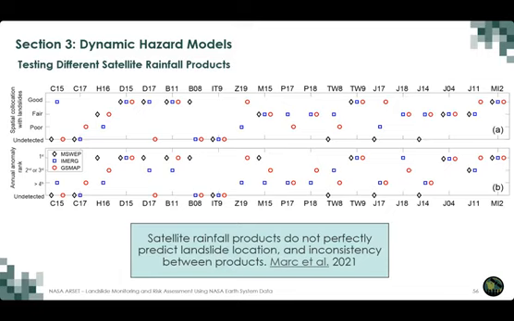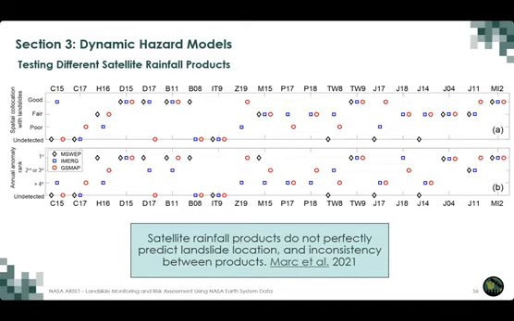One final note about rainfall products associated with the different landslide hazard models. Here is a slightly confusing looking figure, but I'm going to walk you through it. This is showing the potential use of different rainfall products for landslide events. So all of these different categories, from C15, C17, H16, et cetera, all the way to M12, are different landslide rainfall events.